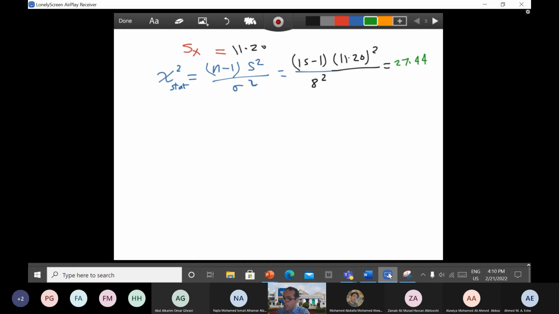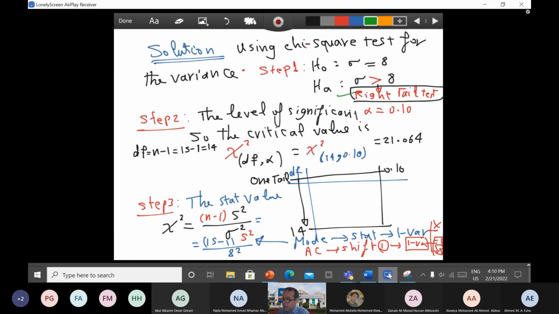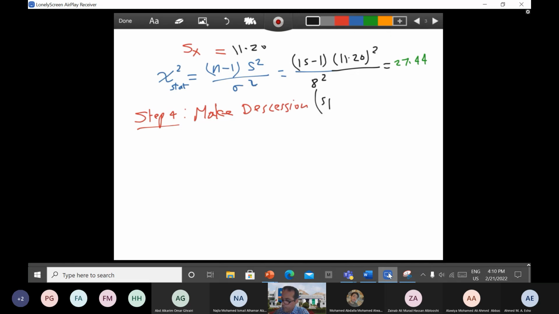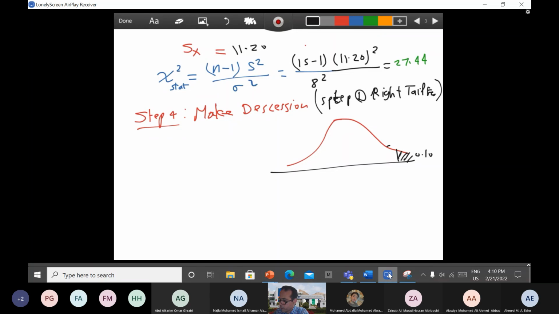27.44. Okay. I'm coming back, and I know this is a right tail, okay? So in step 4, to have a decision, in step 4, make a decision. And I know from step 1 it is a right tail test. So I'm just sketching this little curve like that. Okay, and I have a right tail, so I have here this area, 0.10.